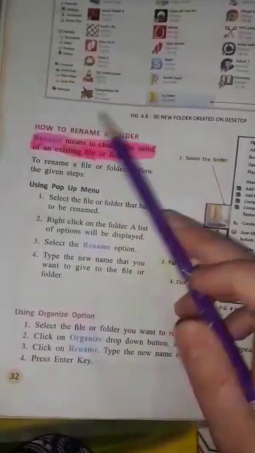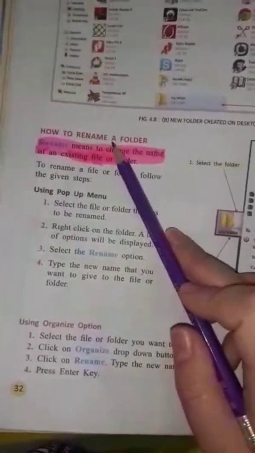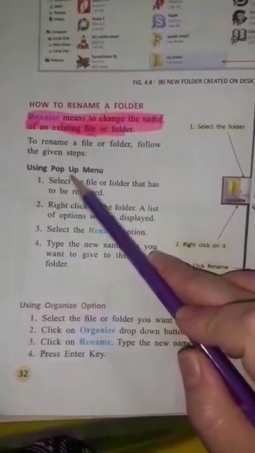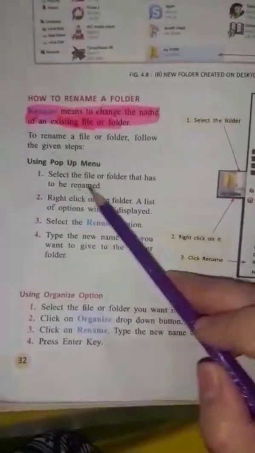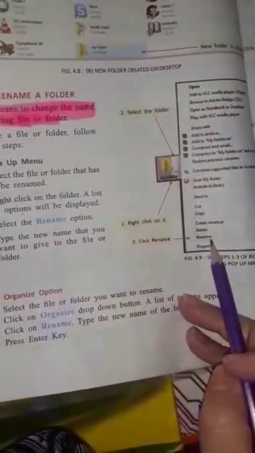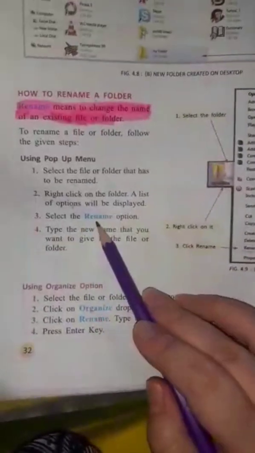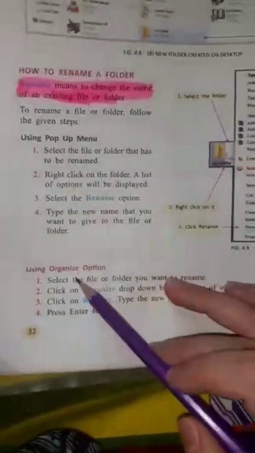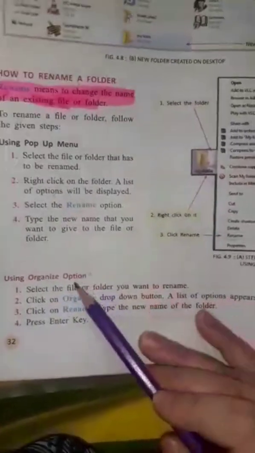How to rename a folder? Rename means change the name. Rename using the pop-up menu. Select the file or folder that has to be renamed. Right click on it. A list will appear like this, and there is written rename. You will click on it and type the name which you want to keep, and close, save it.